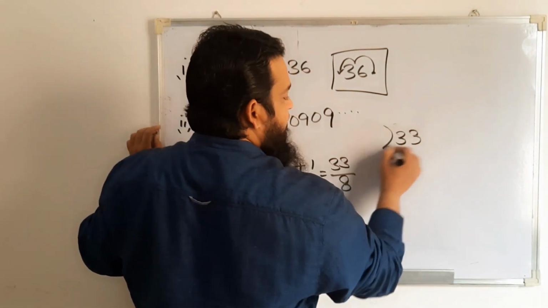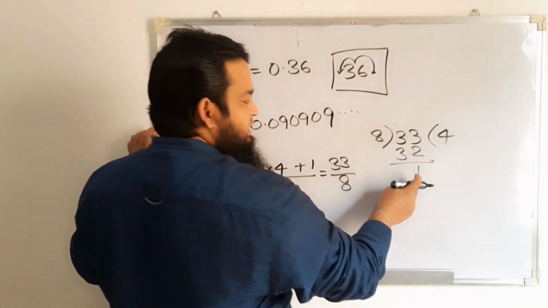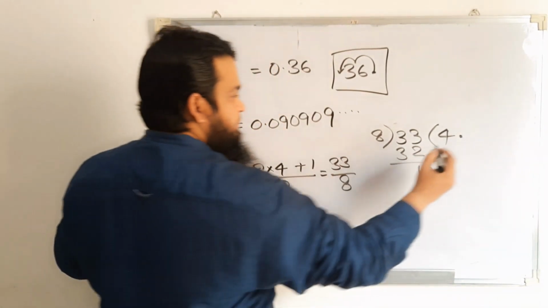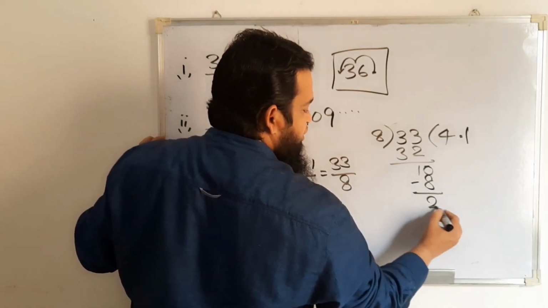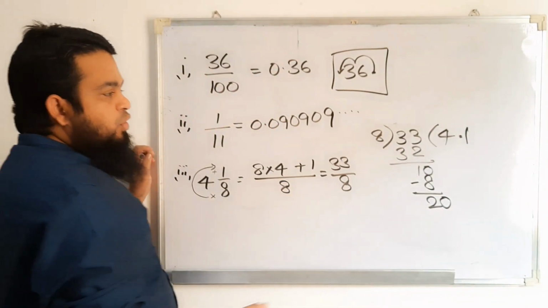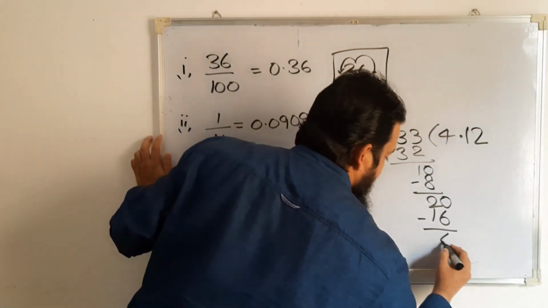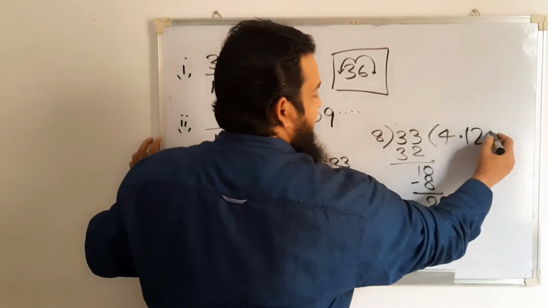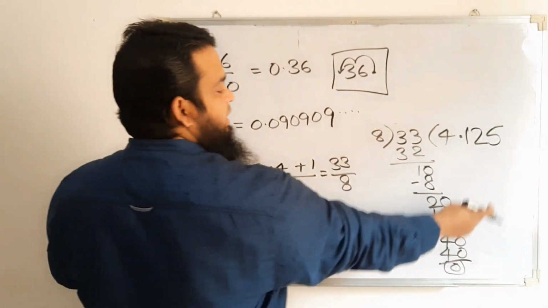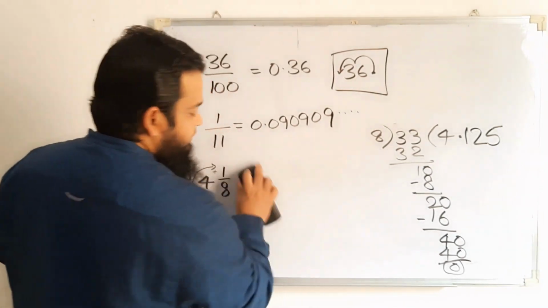33 divided by 8: 8 fours are 32, and the remainder is 1. Since 1 is left over, keep a point and 0. 8 how many times in 10? 1 time. 8 ones are 8, remainder is 2. Now already we have kept the point, therefore you can take a 0, 20. 8 twos are 16. 20 minus 16 is 4. Now 8 how many times in 40? 8 fives are 40. So we got remainder 0, that means the answer is 4.125.